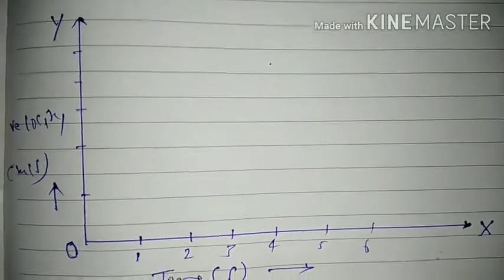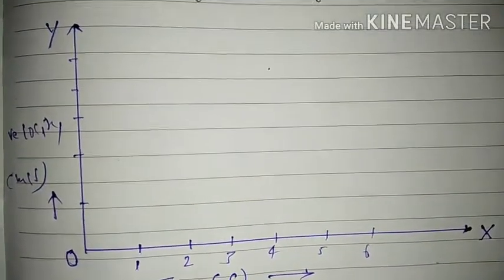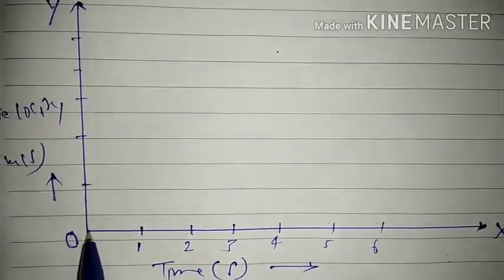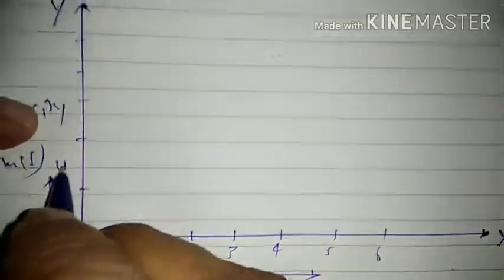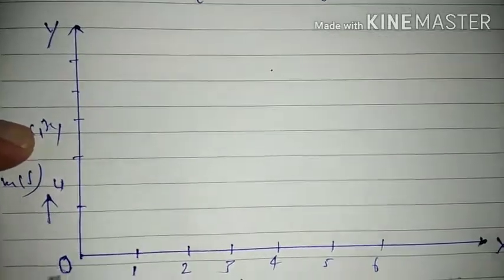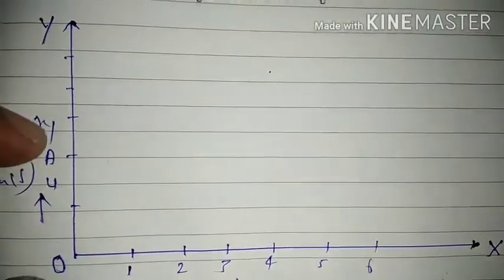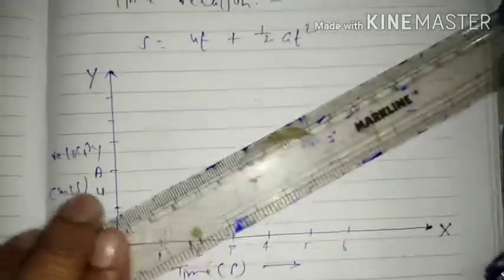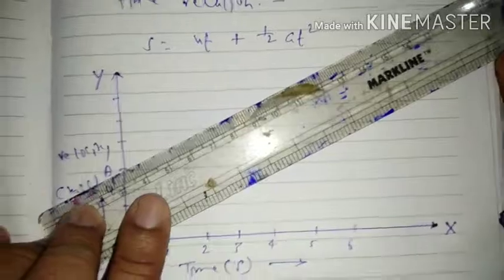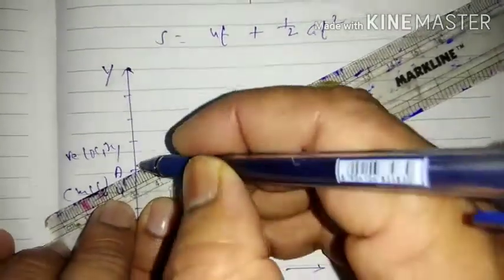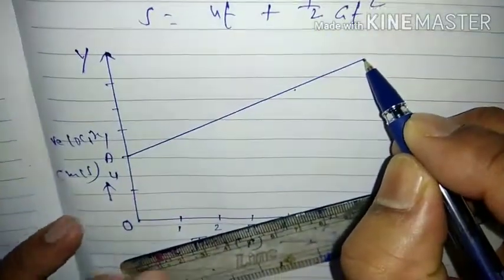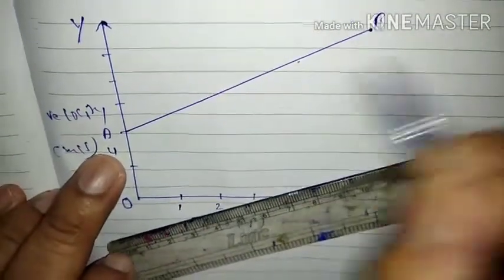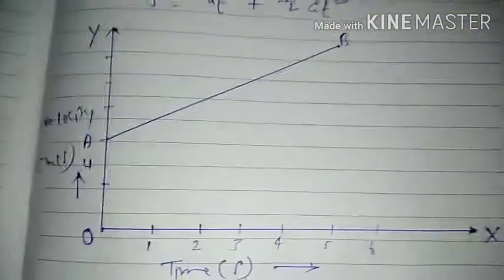Now, suppose once again, like the last situation, initially the object is traveling with uniform initial velocity u. So initial velocity, suppose, is represented by this OA portion of the graph, and in time t, under uniform acceleration, the final velocity of that object becomes v. So this portion AB represents the velocity time graph.